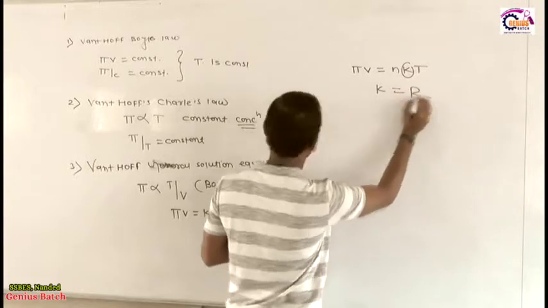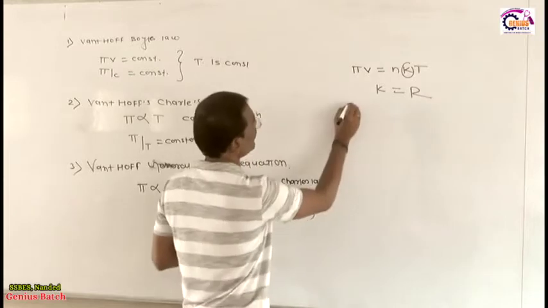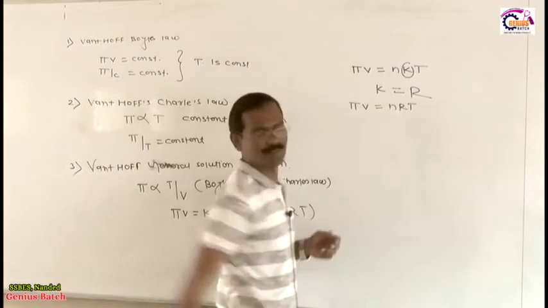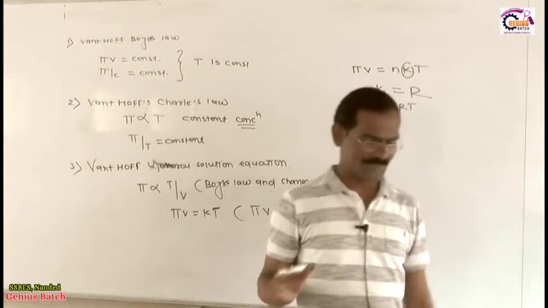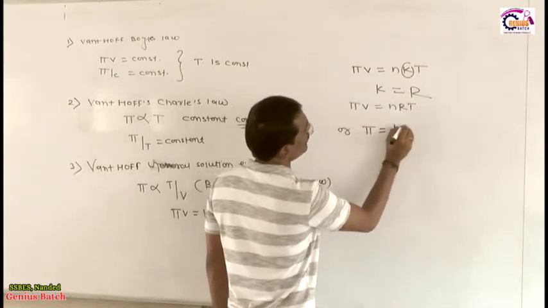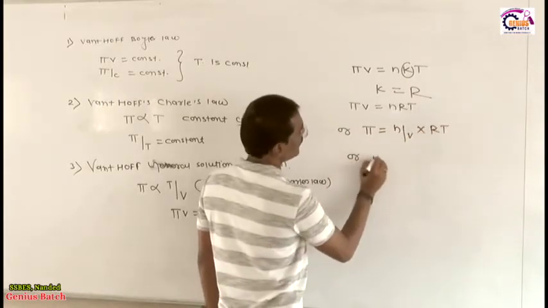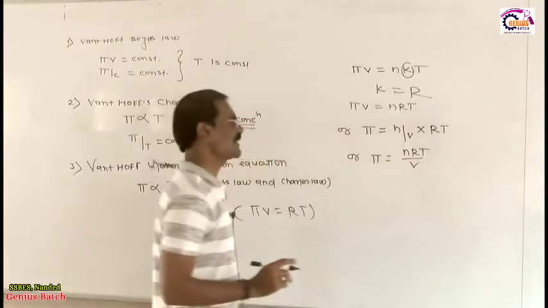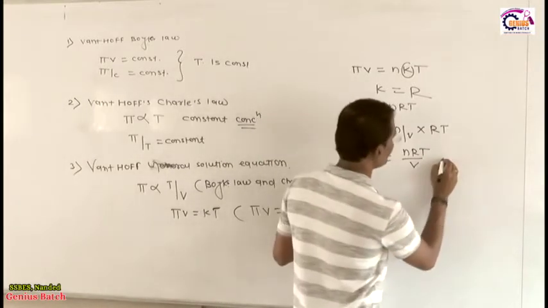Now k is equal to R, because both are the same, therefore the equation becomes, my friends, πV is equal to nRT. Now dear student, if πV is equal to nRT, then we can write the same equation in this way: π is equal to n by V into RT, or π is equal to nRT by V. But dear friends, you know very well the meaning of n by V.